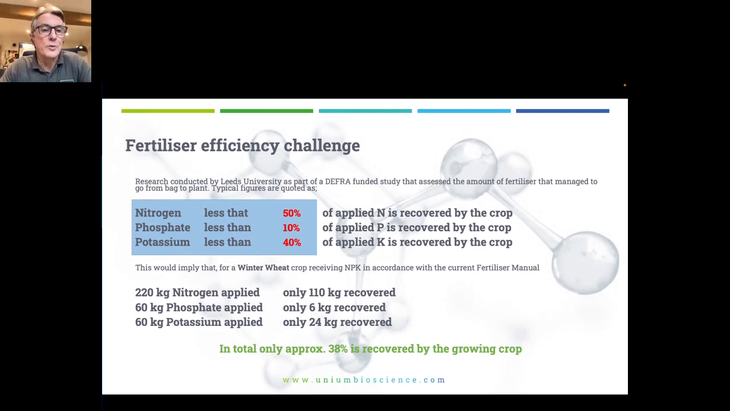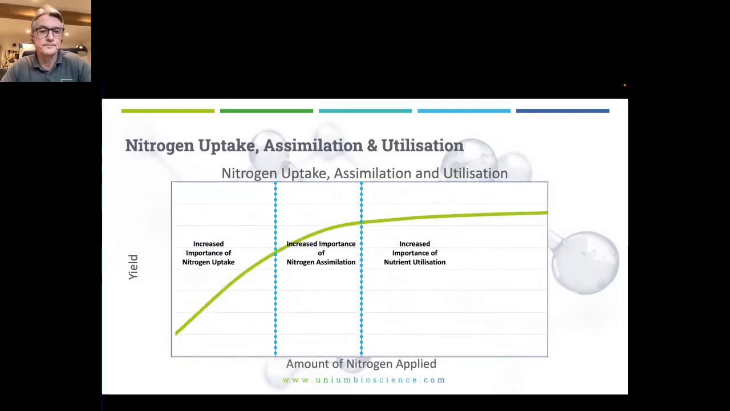The challenge is knowing which 50% is seen by the crop and which 50% isn't, and how we can improve that efficiency. And I think that's where, through sustainability and regenerative practices, we're learning a lot more about how we can deliver these nutrients to the crop effectively.